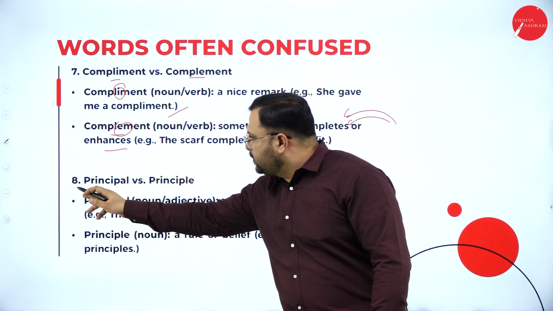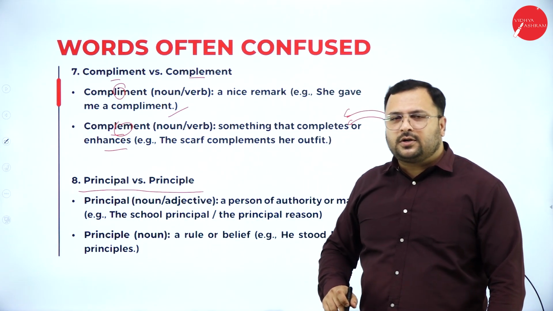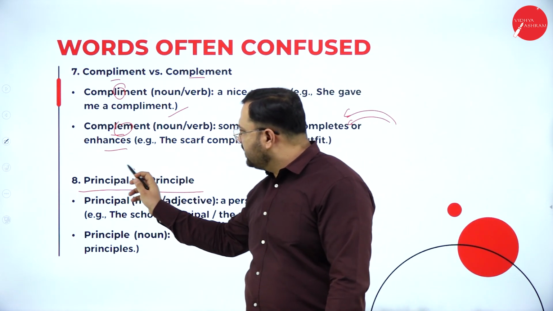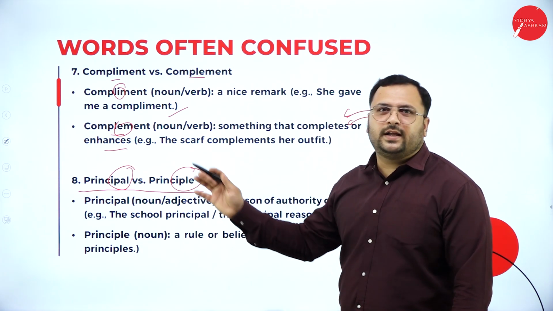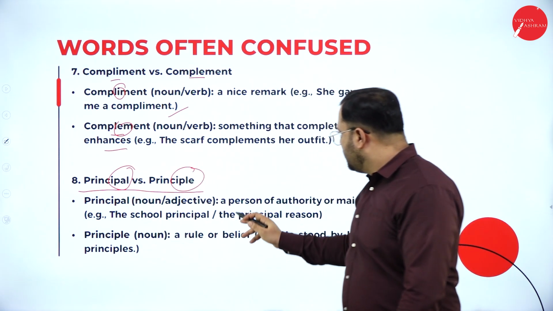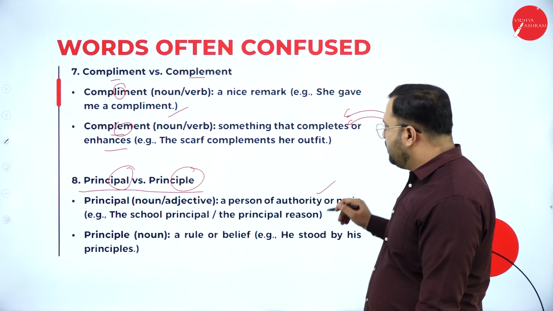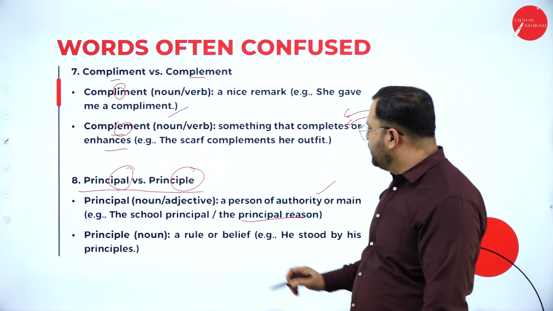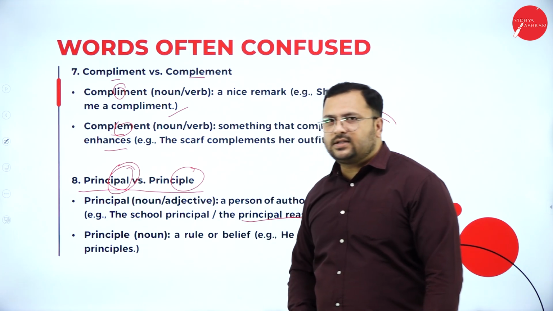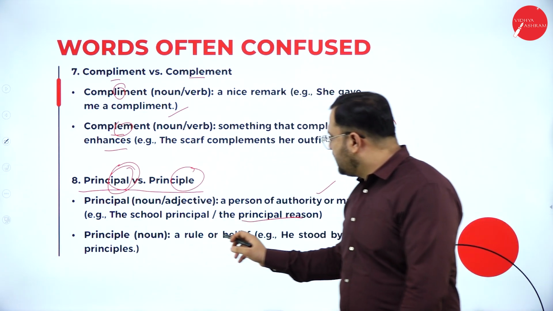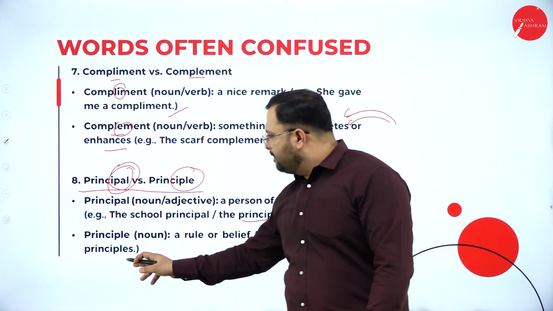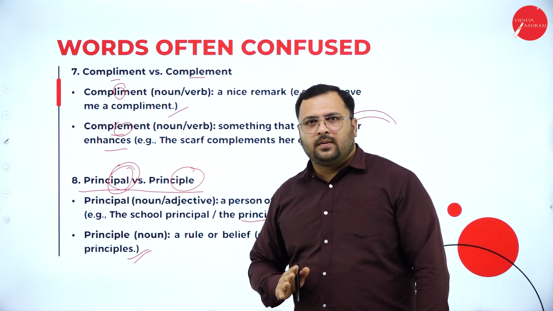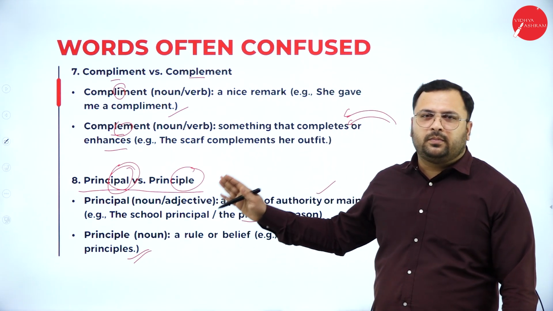Principal versus principle. You people have to understand this because most of the students, what they do when they write a letter to the principal. So instead of writing this, they write this and there is no meaning in the letter. So here principal means a person of authority or main, the school principal or the principal reason, that means the main reason. So you have to use this principal whenever you write a letter to the principal of the college. Then principle is a rule or belief. Example, he stood by his beliefs, thoughts, etc. Principles. Principal and principle, they are both pronounced same, but they are different with meaning and spellings.